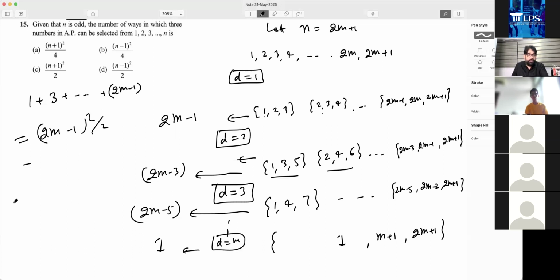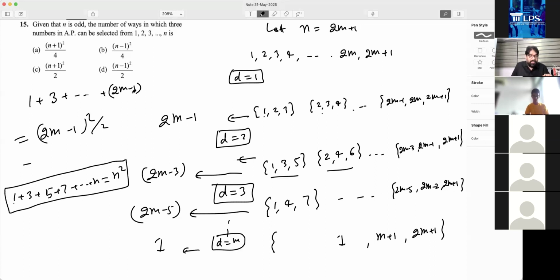All of you know this formula, no? If you add all the odd integers up to n, what is the summation? n square. If you don't know, please keep it in mind. We are adding up to 2m minus 1, so what will be the summation? 2m minus 1, the whole square. And 2m, what can we write? n minus 1. So it will be n minus 2 whole square.